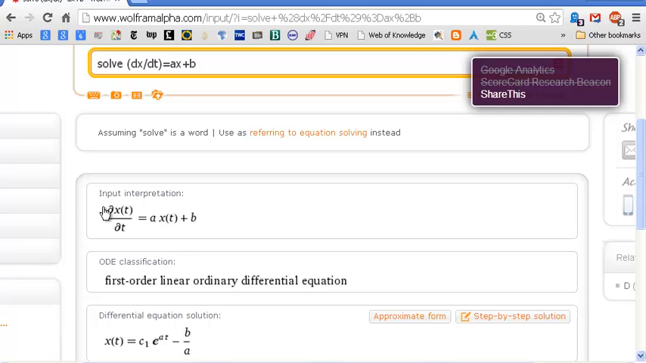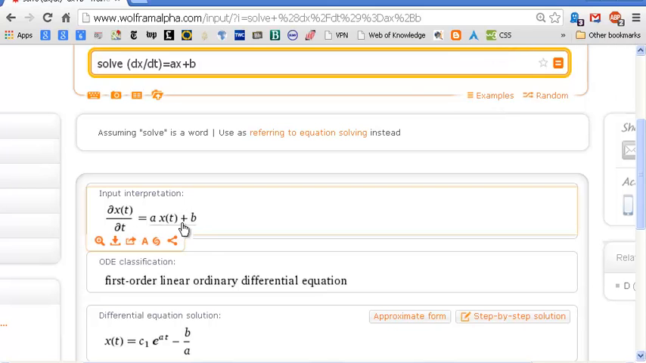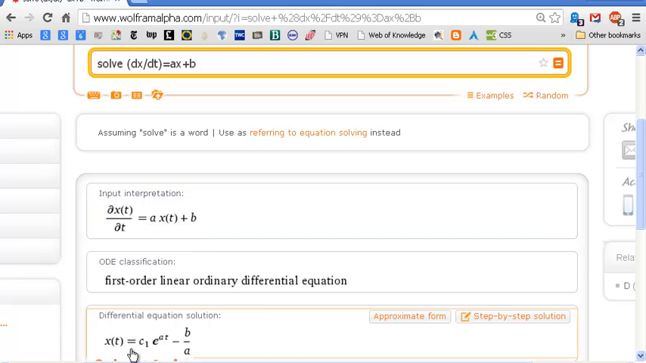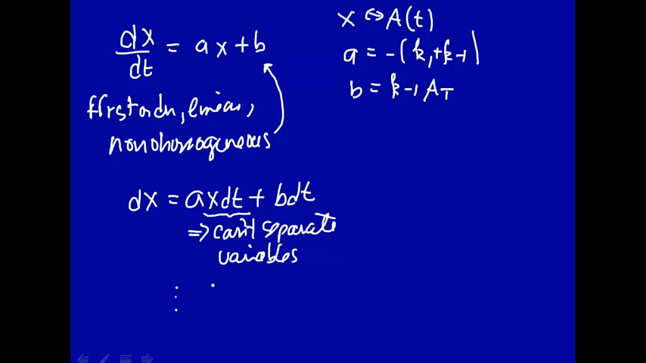We just check the input. Yeah, dx/dt is ax plus b. And here is the solution down here. x of t is c1 e to the at minus b over a. So let's write down that equation. Wolfram Alpha says that x is equal to an integration constant c1. You always have an integration constant if you do indefinite integrals. E to the at minus b over a.